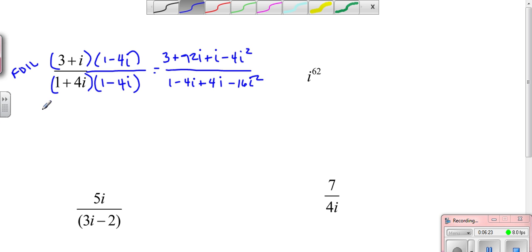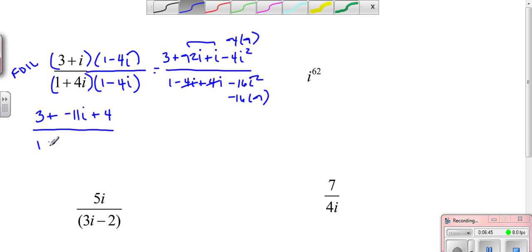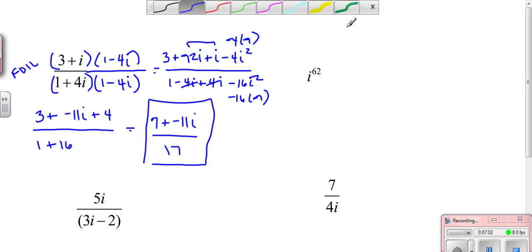So when I go to clean things up, I have 3 plus combined like terms negative 11i. This is negative 4 times negative 1, so I have plus 4, all over 1. These two drop out, and I have negative 16 times negative 1, plus 16. So I have 7 plus a negative 11i all over 17. Take a quick peek. Do 7, negative 11, and 17 have anything in common? Nope. That's your final answer.